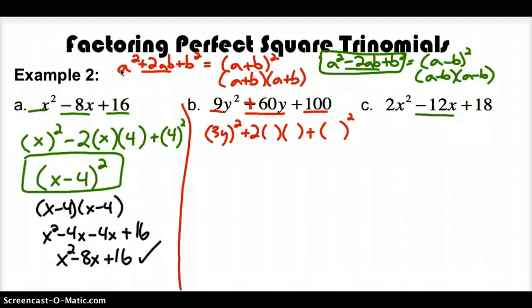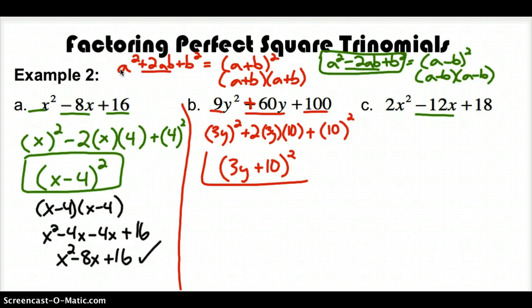Now I'm going to jump to my very last part. How can I write 100 as a number that's being squared? I can write that as 10 squared. So the 3y acts as my a, and the 10 acts as my b in the pattern. I can write the middle term as 2 times our a term times our b term, so now it looks as it should in that pattern. So this perfect square trinomial can be factored to a plus b squared, or in other words, 3y plus 10 squared, and that's our final answer.